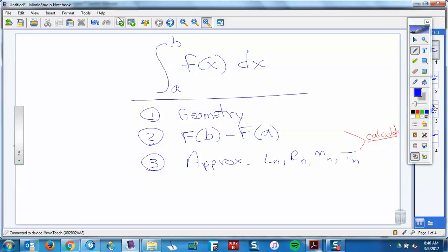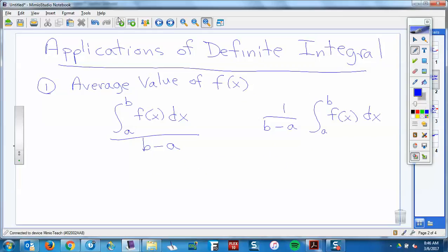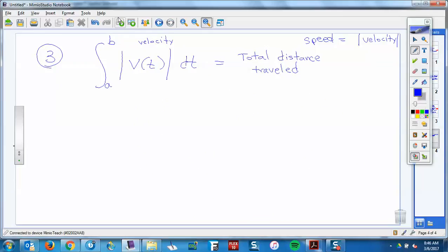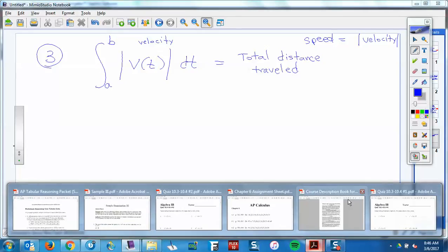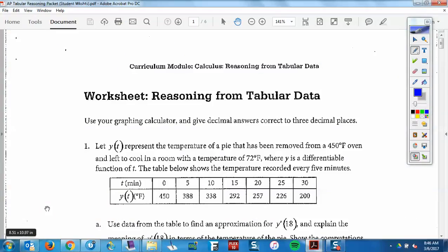You have to set up the integral first that gives the average value or that gives the total distance traveled or whatever. Once you set up the integral, then you do your approximation or you do your fundamental theorem or whatever. Those are just ways to evaluate an integral. These are integrals that give us or find something for us. All right, so back to this.